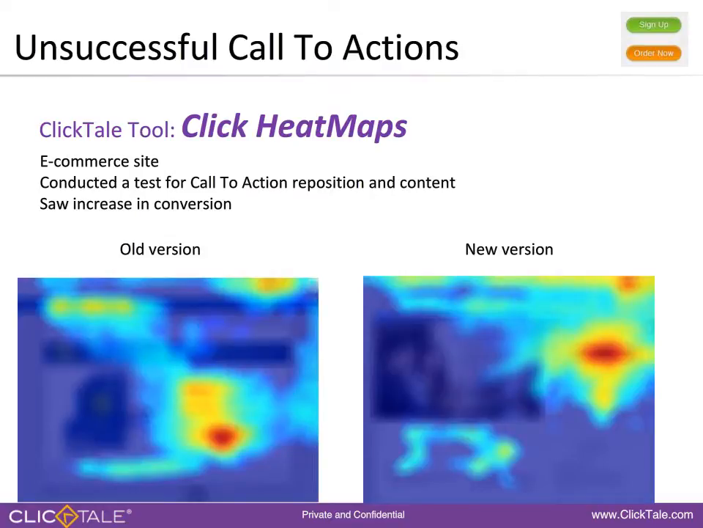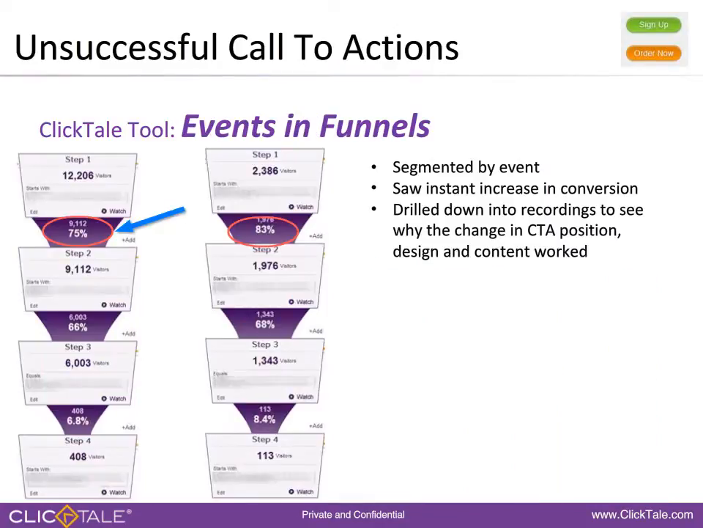This is after the test. Basically, by just repositioning the actual CTA, they redesigned the color and the message to make it more action-based, to make it clearer what the visitor is supposed to be doing. They had a jump and increase in conversion. And just to show you these conversions, this was their conversion prior to the change, at 75%, moving from step 1 to step 2 in their conversion funnel. But the second funnel shows that after the change in the test, it was actually at 83%.